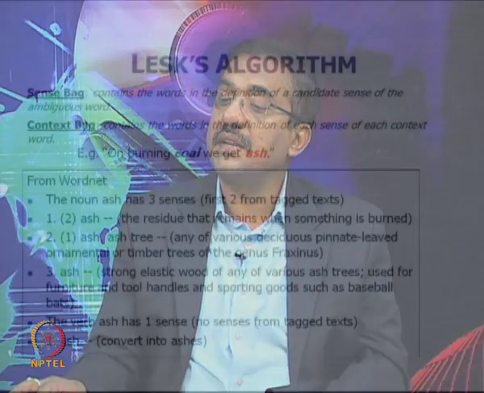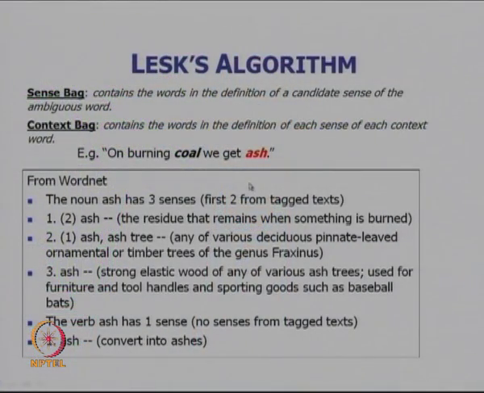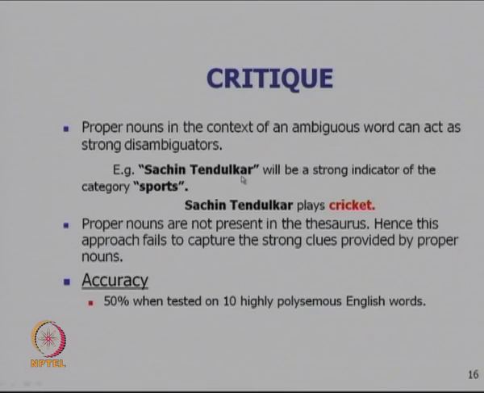It is common to see English part of speech taggers which have the accuracy of 97 to 98%. Indian language part of speech taggers report accuracy of about 93, 94, 95% for various Indian languages. So, if I take this sentence here, on burning coal we get ash. Let us see how to disambiguate this.